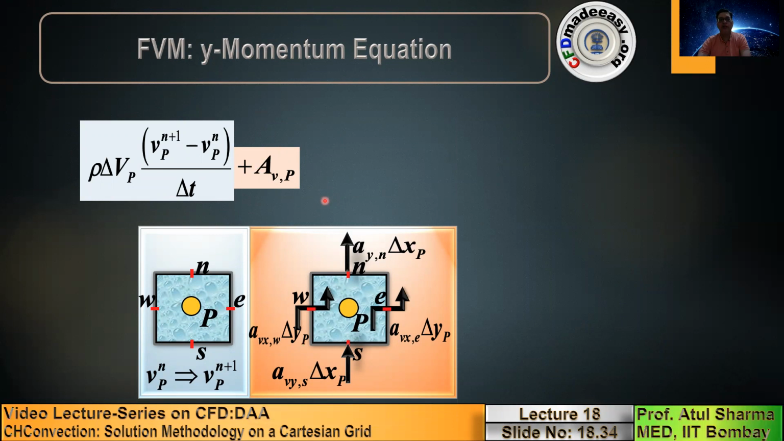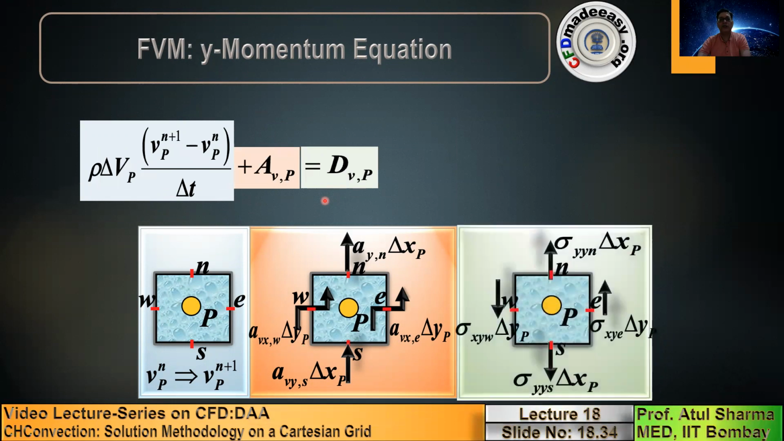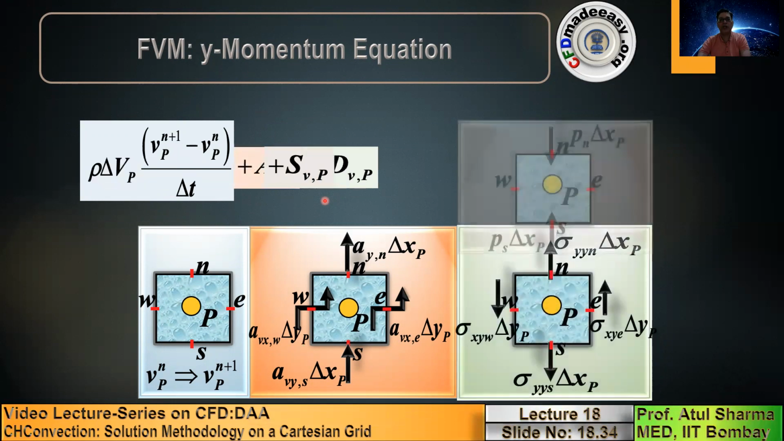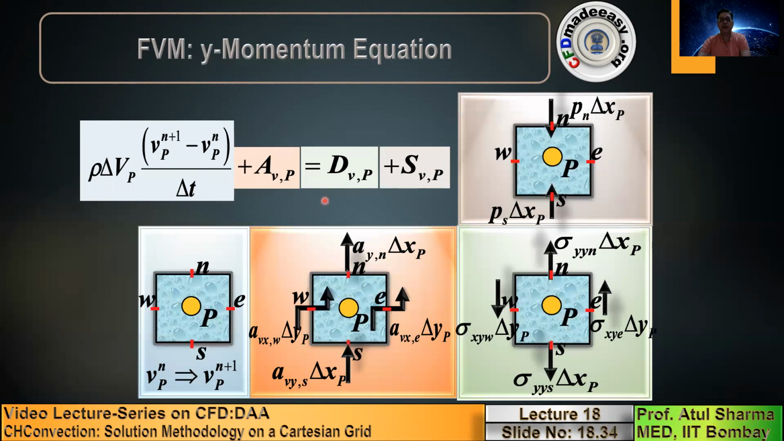On the right hand side you have two forces. This is the viscous force in the positive y direction. This is the pressure force in the y direction. Note that all the arrows, the final sense of the arrows, are vertical for the y momentum.